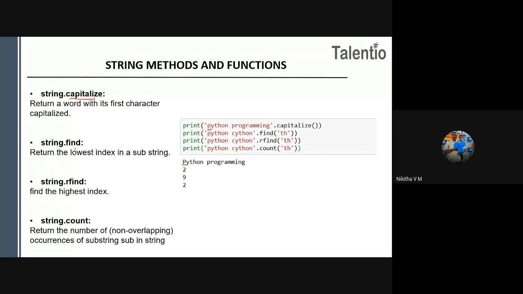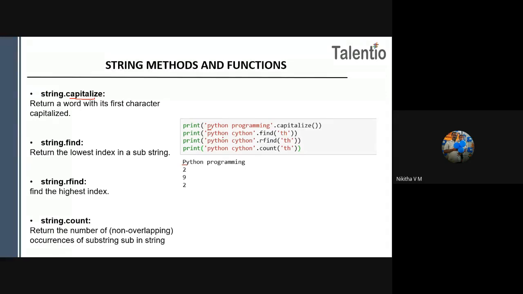Alright. Then string dot find returns the lowest index of the substring. It is going to return the index wherever it is found. So lowest index, what does that mean? First occurrence. If they are saying lowest index, that means it is first occurrence. If they are saying highest index, then it is last occurrence.